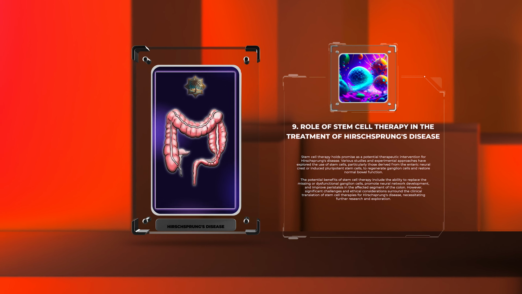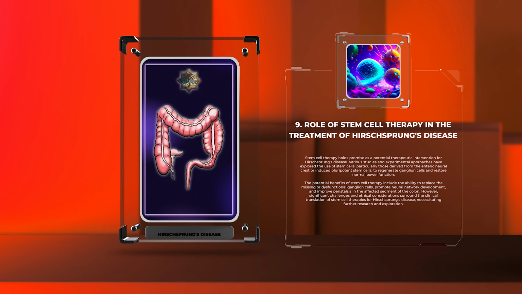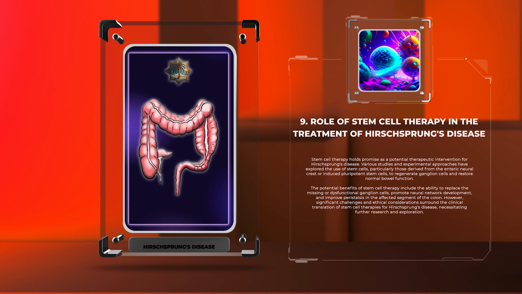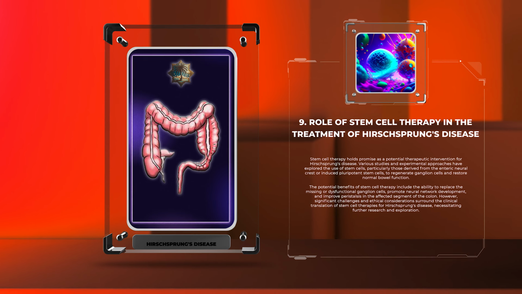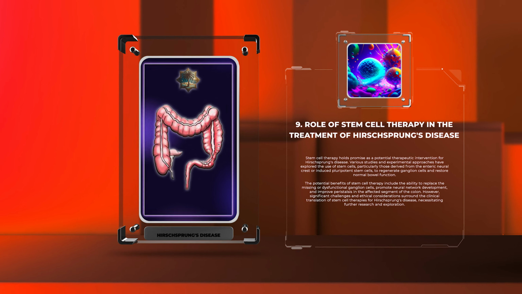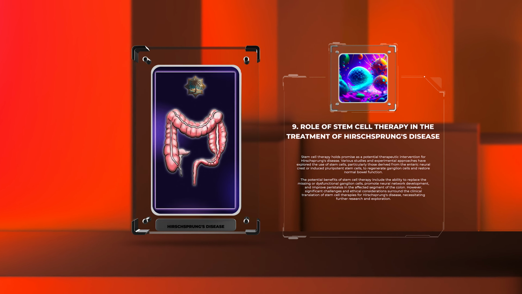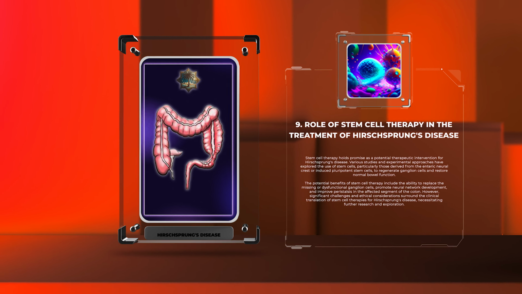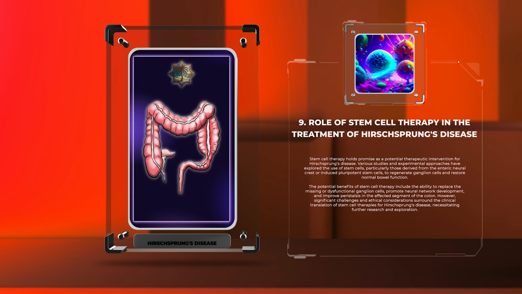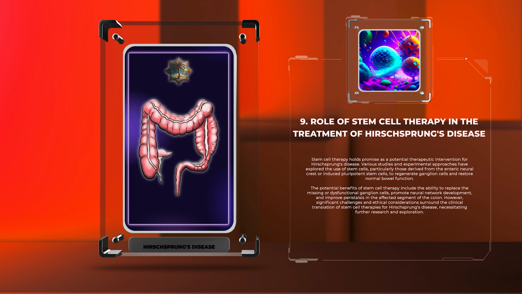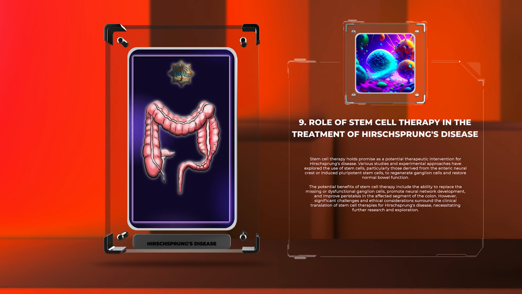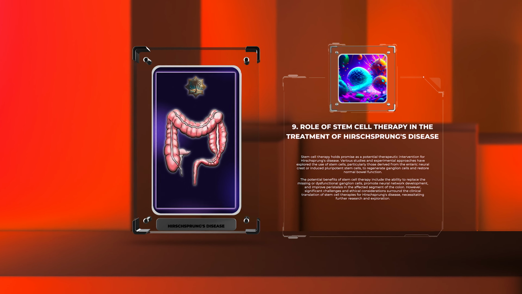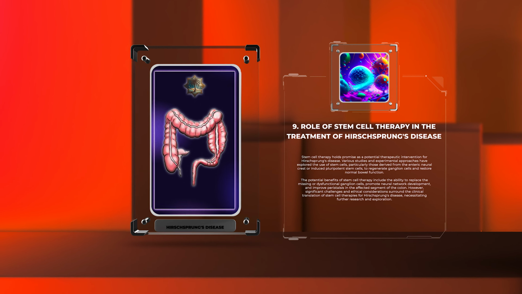Various studies and experimental approaches have explored the use of stem cells, particularly those derived from the enteric neural crest or induced pluripotent stem cells, to regenerate ganglion cells and restore normal bowel function. The potential benefits of stem cell therapy include the ability to replace the missing or dysfunctional ganglion cells, promote neural network development, and improve peristalsis in the affected segment of the colon. However, significant challenges and ethical considerations surround the clinical translation of stem cell therapies for Hirschsprung's disease, necessitating further research and exploration.